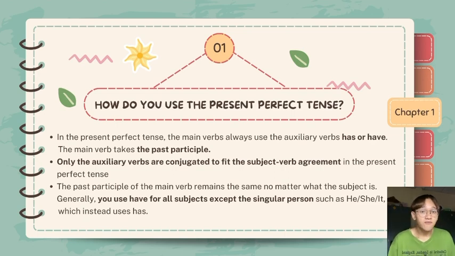Generally, you use have for all subjects except the singular person. Example, he or she or it, which instead uses has.